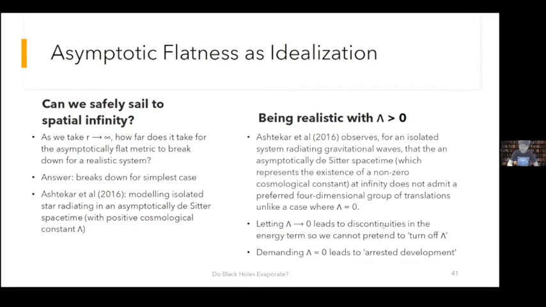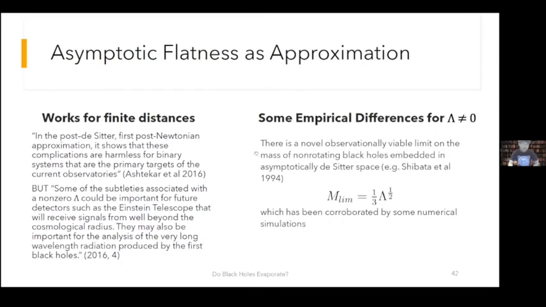And demanding that actually leads to some kind of arrested development where the gravitational waves being emitted are just not possible. The dynamics basically shut off when you let lambda go to 0 in this case. So in other words, in Ashtekar's words, while it works for first post-Newtonian system approximation, some of the subtleties associated with a non-zero lambda could be important for future detection that could receive signals from beyond the cosmological radius, and important for analysis of long wavelength radiation produced by black holes. And also there are some empirical differences for lambda not equal to 0.